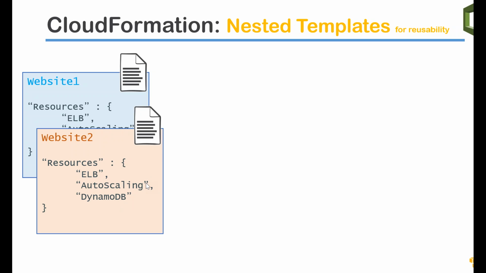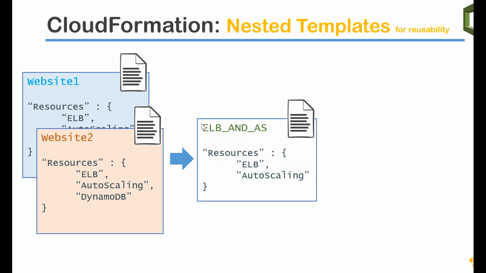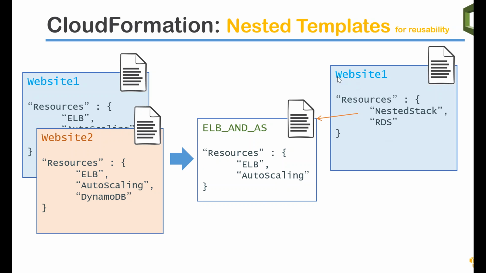I will move the ELB and auto scaling code to a separate template, so that this template will always deal with ELB and auto scaling, and only the input parameters or values will change depending upon website 1 and website 2. And for website 1, I will create another template, and then you have only an RDS stack here. It will refer to the network layer here. So this is called nested stacking.